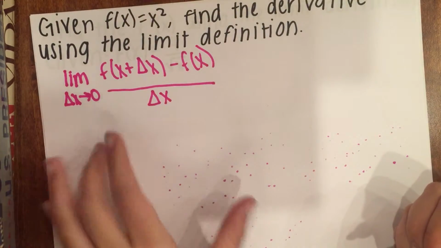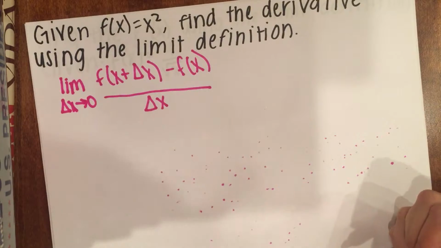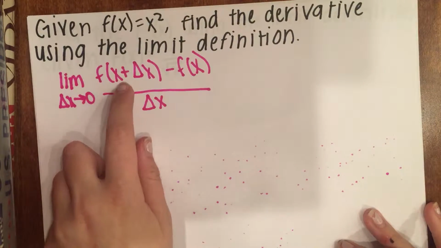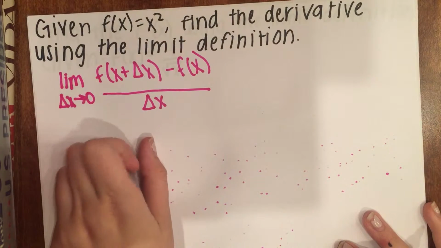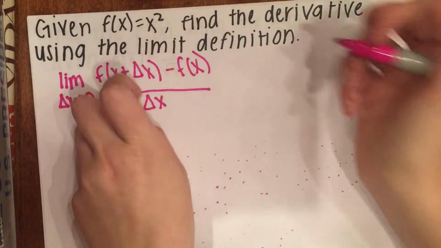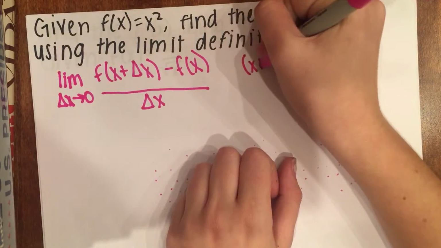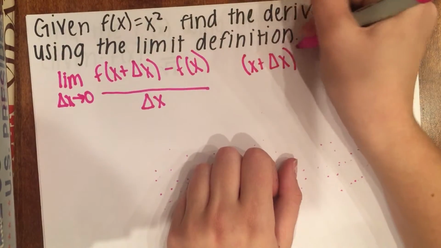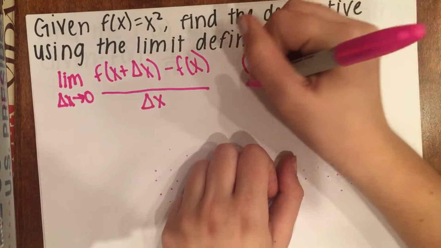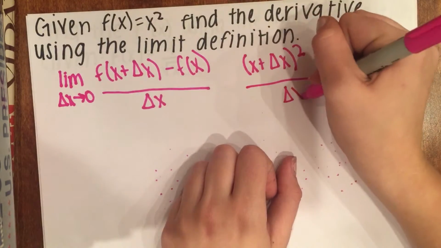Something I like to do is break the problem into little parts so it's less intimidating. First, I'm going to plug in x plus delta x for every x in the original equation. In this case, it's x squared. So I'm going to plug in x plus delta x, squared, and then I have to subtract x squared from that and then divide all that by delta x.